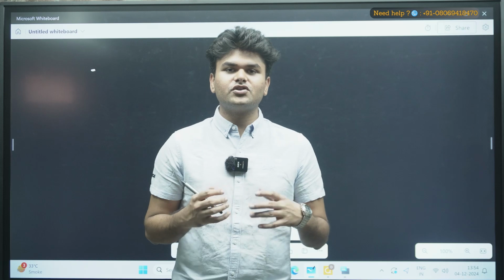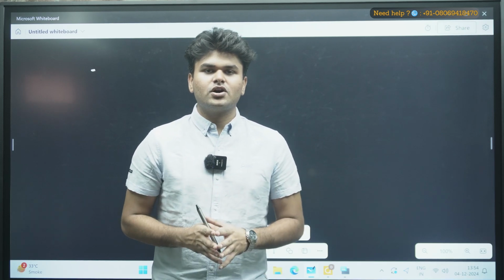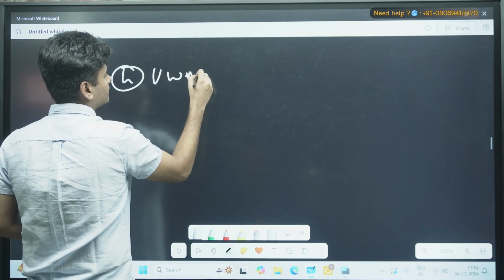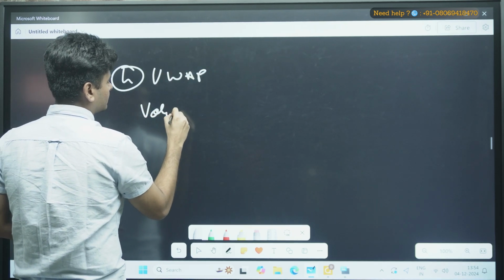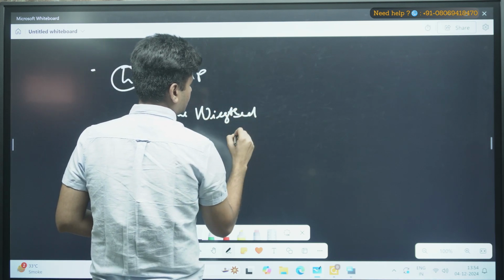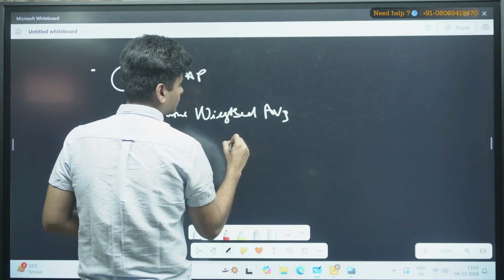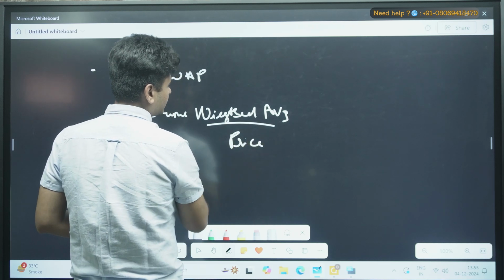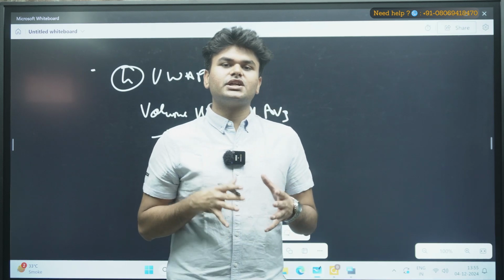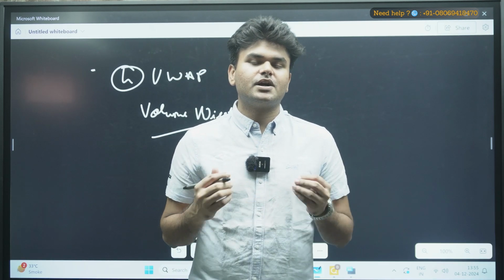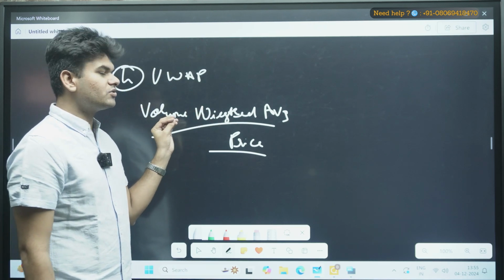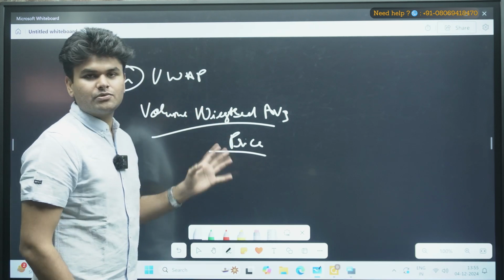Now the next indicator we are going to talk about is the VWAP. VWAP is the volume weighted average price. It is somewhere close to MA, but MA only takes into consideration the price action, and we need to take the influence of the volume also. So VWAP helps us take an average price with the volume included.